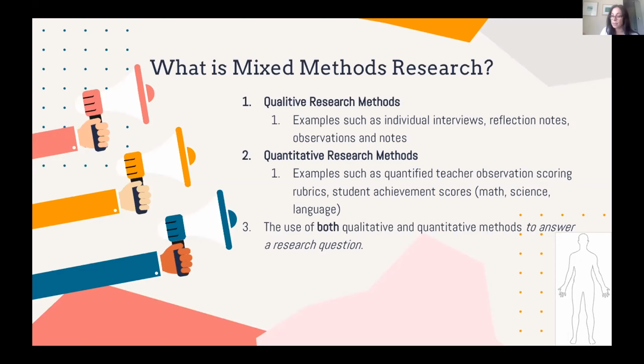Quantitative research methods, as Dr. Alfredo mentioned, are things like understanding observations, but scoring them. I'll give you an example in just a minute of how we score teachers. A key quantitative method we use is looking at student achievement scores. That's a number, and it helps us understand something. And we look at those scores over time. So those are other kinds of methods to help us understand a phenomenon. But again, we have the best of both worlds in this case. I use qualitative and quantitative research methods to answer the question.